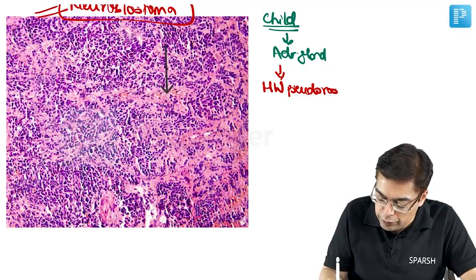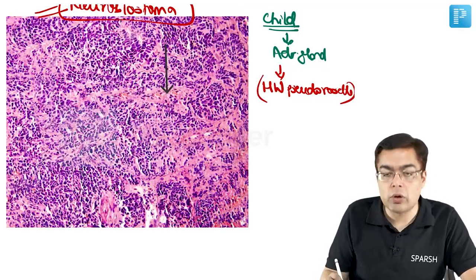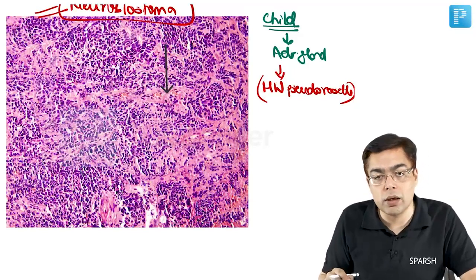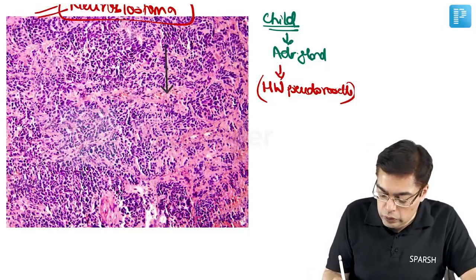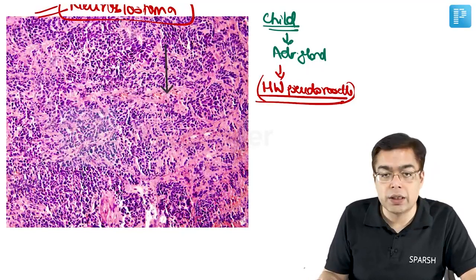Remember, an example of a true rosette is what is talked about in association with retinoblastoma, which is given the name of a Flexner-Winterstein rosette. However, what we are talking about over here is a Homer-Wright pseudo rosette.